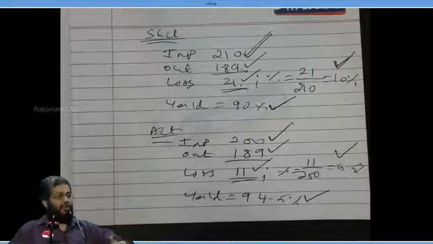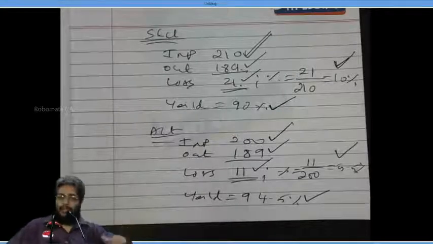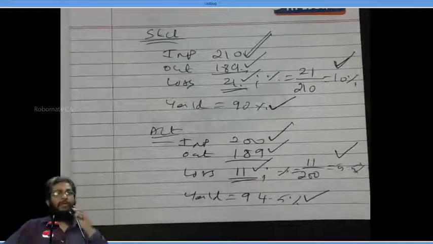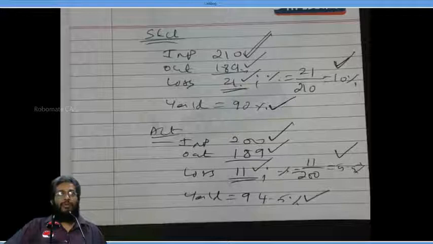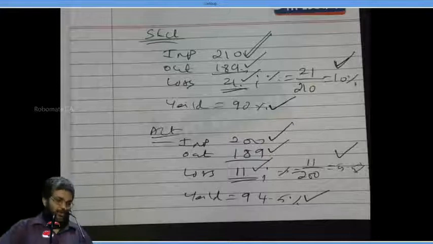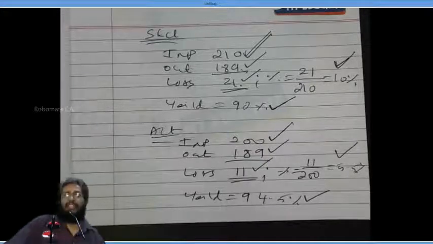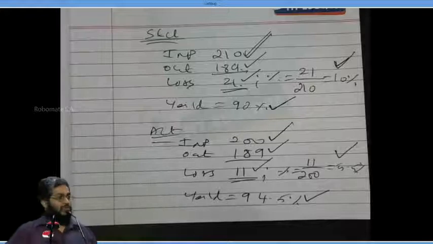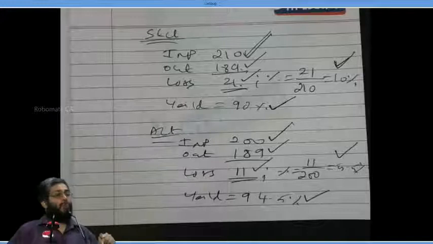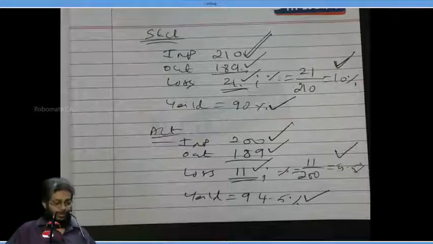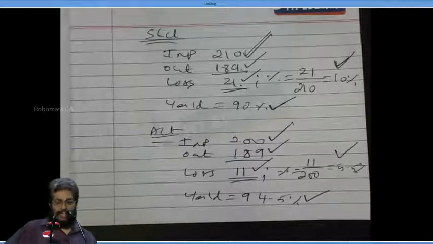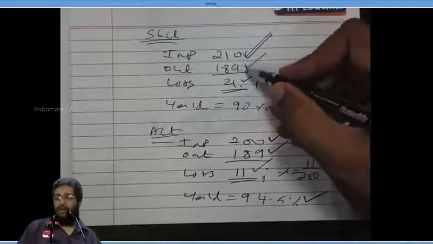Same point, you continue. I think you are writing point C. For the output of 189 kgs, 210 kgs of input allowed.